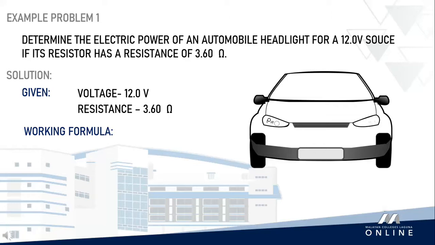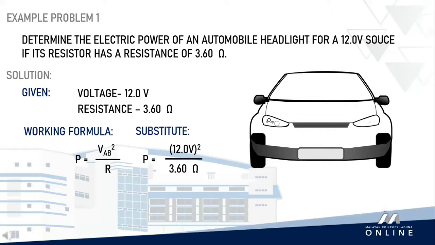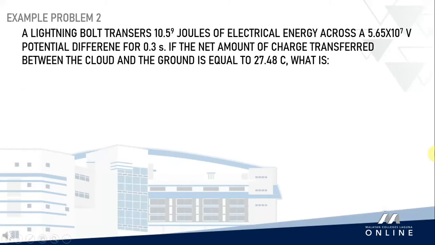We can use P is equal to V sub AB square over R, right? Substituting the values where V is equal to 12.0 volts, and then we square it, and the resistance is 3.60 ohms, the electric power of an automobile headlight is 40 watts. Quite easy, right? Try to solve this next problem and let us compare our answer after.